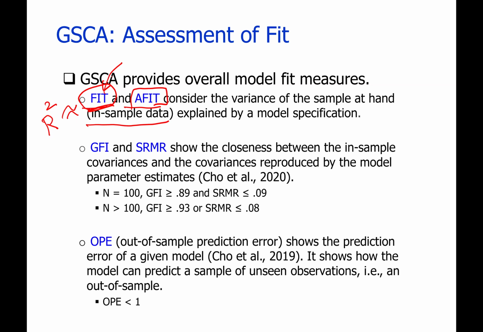And then GFI and SRMR. If you are familiar with factor-based SEM, these two indices sound familiar to you. GFI and SRMR show how close the in-sample covariances and the implied covariance estimates are, that is, the covariances reproduced by the model parameter estimates.